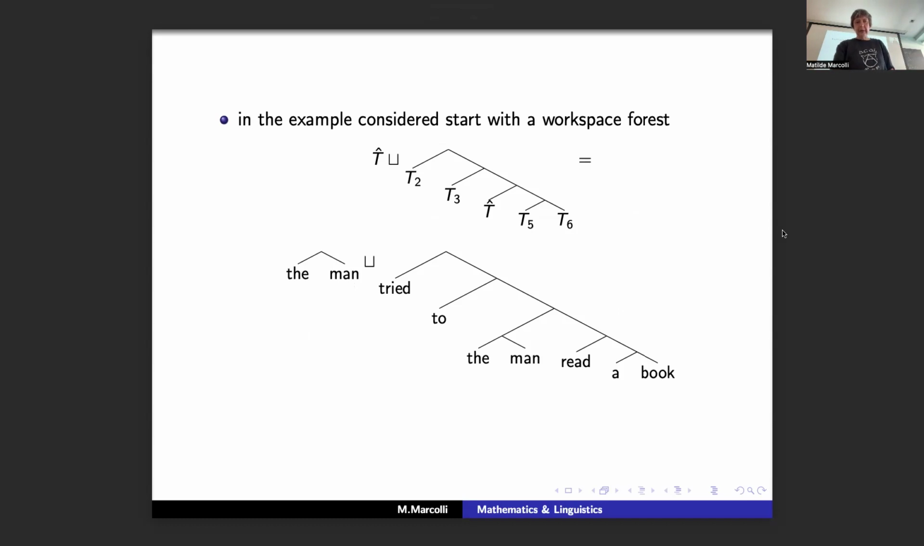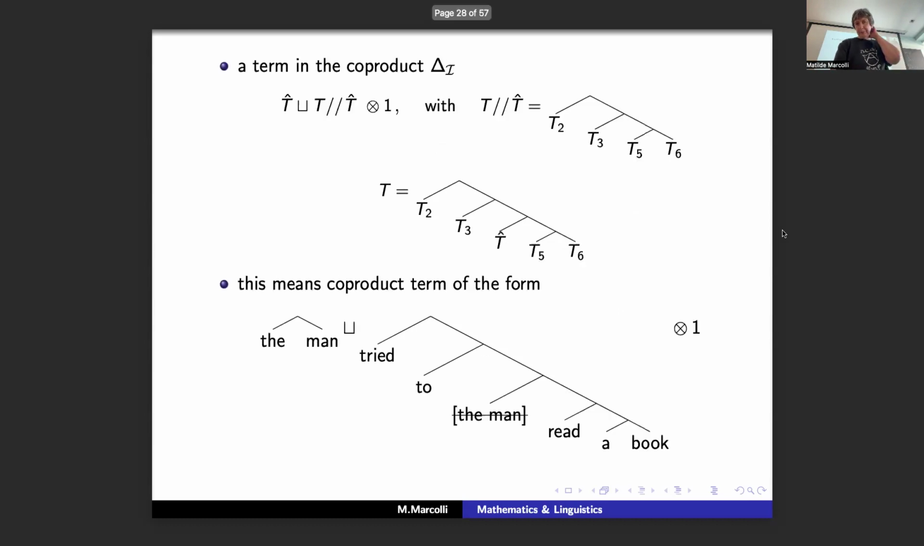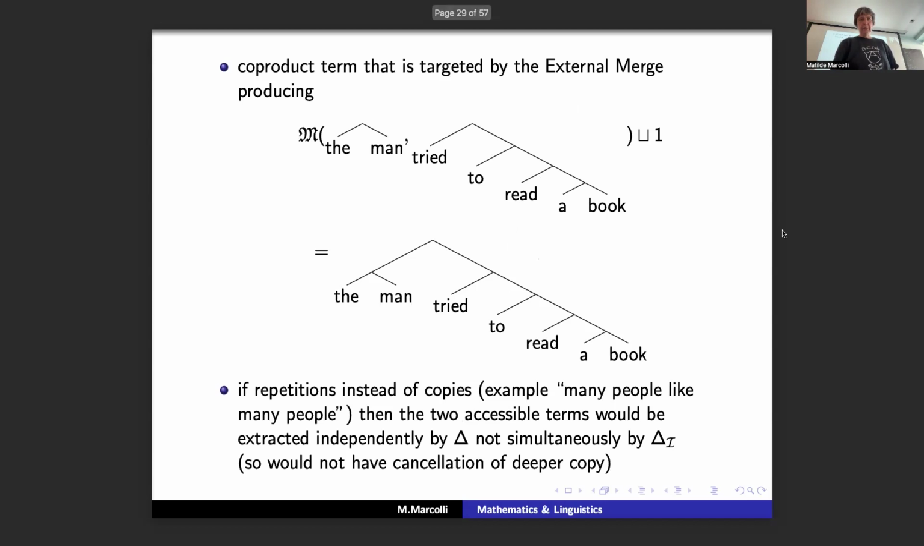Yeah, so this is again from the same example. The result is that when you extract, you just extract all of them at the same time, and the deeper copy gets canceled so that you don't externalize it in the end. Whereas if you just have repetition, like say many people, these are not the same many people, so each of them remains accessible independent of the other for further movement.